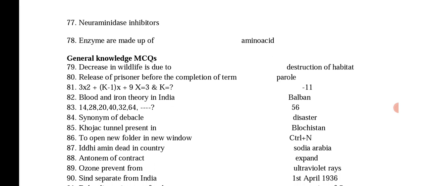And there is a mathematical equation, 3 into 2 plus k minus 1x plus 9x is equal to 3, and k is equal to minus 11. Blood and iron theory in India is proposed by Balban. Balban proposed blood and iron theory in India.